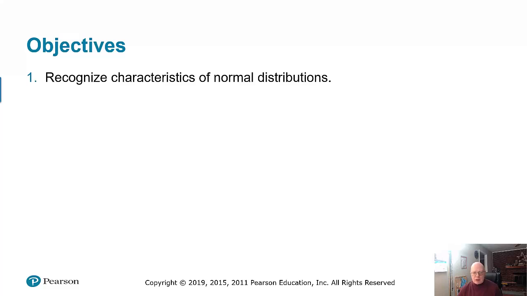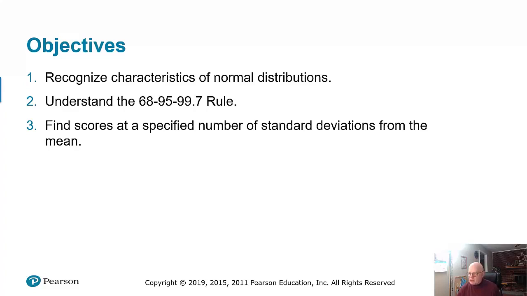So what are we going to do? First of all, we want to see what normal distributions look like when we graph them. We want to talk about the 68, 95, 99.7 rule. We want to find scores at specific standard deviations from the mean. Scores are sort of like the original data, except special maybe. We're going to use the 68, 95, 99.7 rule.